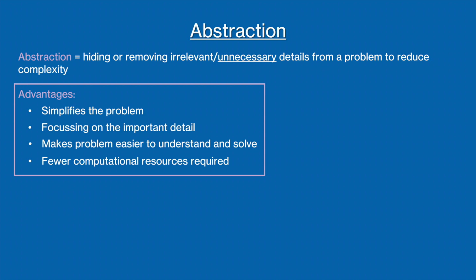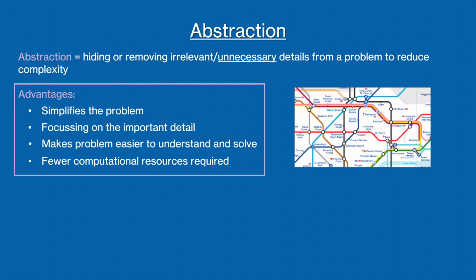Abstraction is most easily understood when seeing it in action, so let's look at a few examples. Think about the map of the London Underground. It is an abstraction of reality because the different stations are presented by symbols. Irrelevant details, such as other buildings in London, have been removed, and color coding has been used. All these features reduce the complexity of the map, making it simpler and easier to understand.